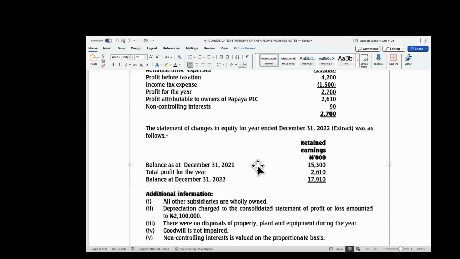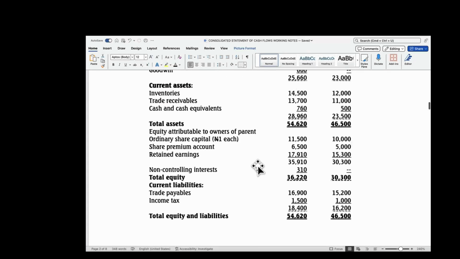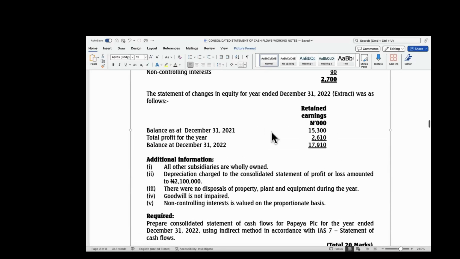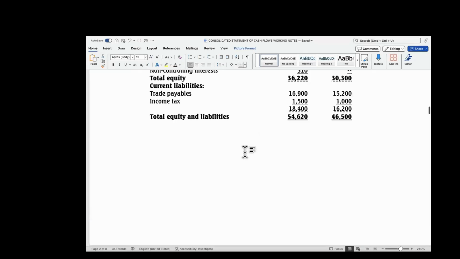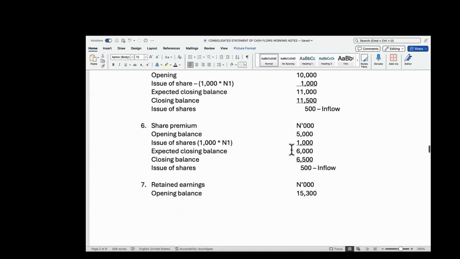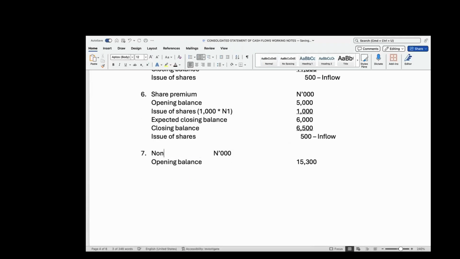So here there are no cash movements. The movement is just profits. The closing was 17,910, and this is 17,910. So there's no cash movement in the retained earnings. The next item is NCI. NCI moved from 0 to 310. So let's see the movement in non-controlling interest. The opening balance was 0.